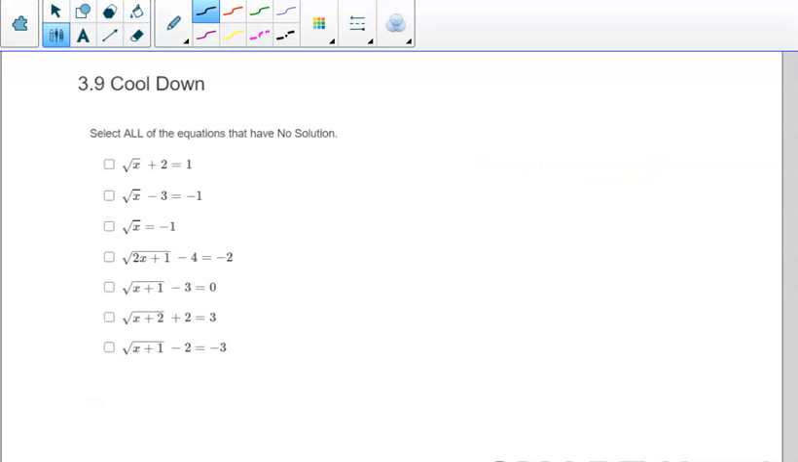Okay. The second part of this cool down, select all of the equations that have no solution. So what I'm looking for in no solution is that you have the square root, it doesn't matter what's in here, but it's isolated. There's no numbers here, there's no numbers here, and it's equal to some negative value.